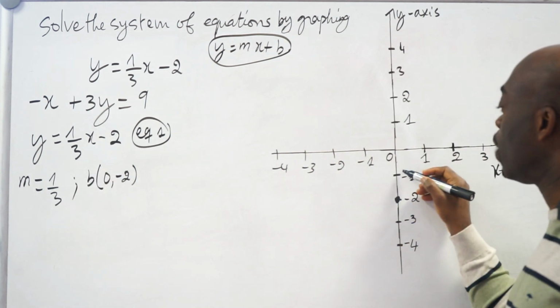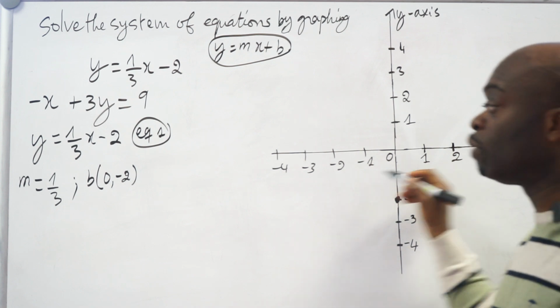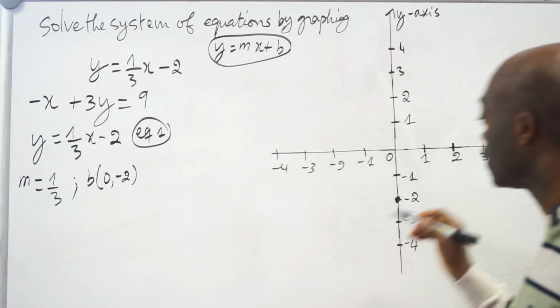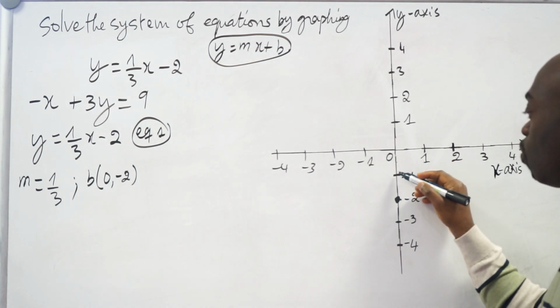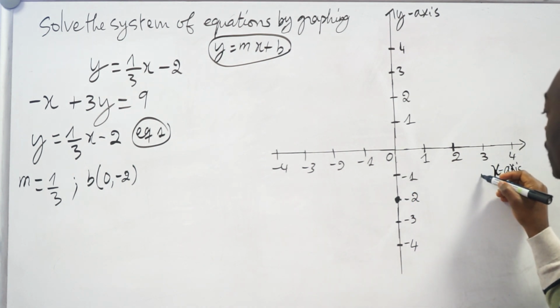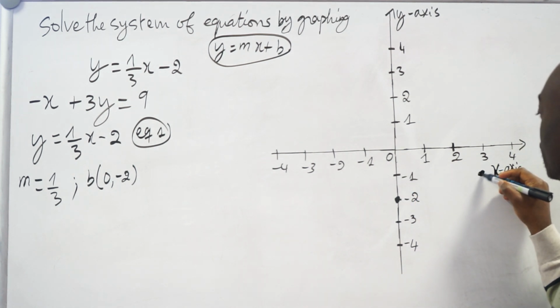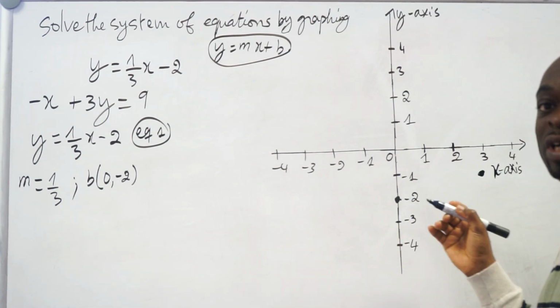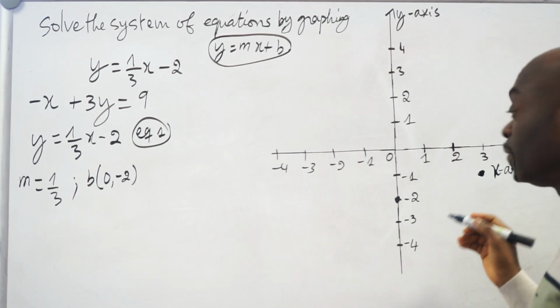So we're going 1 time up. And then we're going to go over 3 times because this is an x value. So from -2, we go 1, and then we go 1, 2, 3. And this is going to be our second point. So with 2 points already, ladies and gentlemen, we can draw a line.